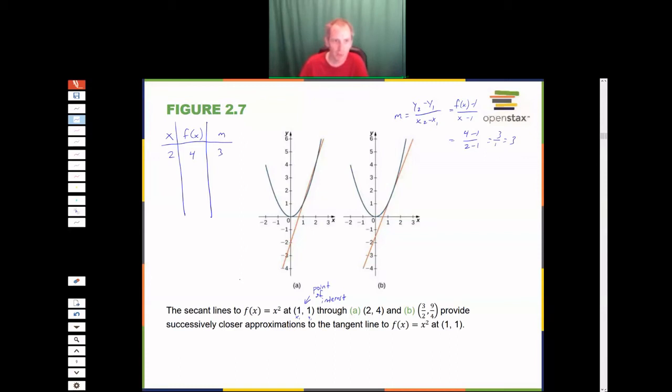Now let's plug in something that's closer to 1. So we plug in 3 halves. When I square that, I get 9 fourths. So then my slope is going to be 9 fourths minus 1 over 3 halves minus 1. 9 fourths minus 1 is 9 fourths minus 4 fourths, which is 5 fourths. 3 halves minus 1 is 1 half. 5 fourths divided by a half is 5 fourths times 2, which is 5 halves. This might be easier if we just look at it as a decimal, say 2.5. For the next one I'll just do a decimal.